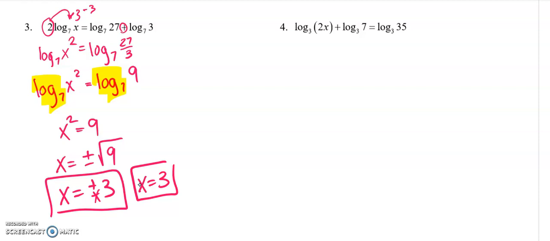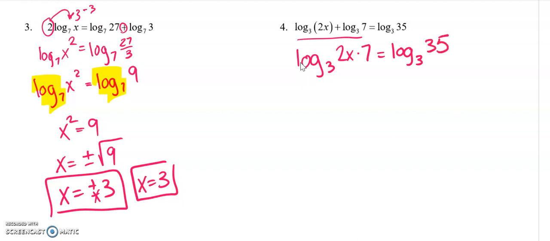All right, and then last but not least, number 4. We've got 2 logs on the left, so we want to smush those back together. Technical term. Log base 3 of 2x times 7. Remember, when we're putting something back together with addition, we are going to multiply those values. So now we have log base 3 of 14x equals log base 3 of 35.